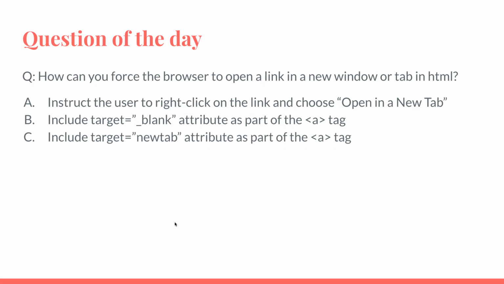Okay, now here's the answer. The answer is B. Include target equals underscore blank attribute as part of the A tag. This is the way we always make a link open up in a new tab, which we just explained.